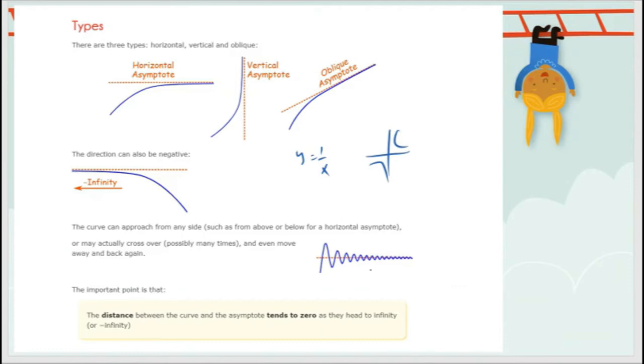Okay, so another one, this one we also call an asymptote. It means that the curve can be approached from any side, or crossed over. Crossed over many times, crossing over the asymptote line, so many times until infinity. This one tends to 0 or tends to infinity. The line in between we call the asymptote line.